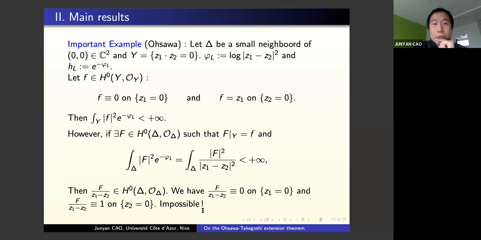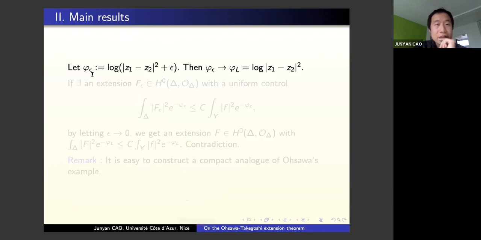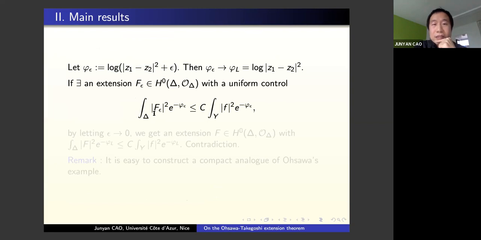So here is an example in case phi r is singular. If we don't like the singular setting, we just take an approximation of phi. We take a phi epsilon to be this term. So phi epsilon is smooth, and we know that phi epsilon tends to phi r. We can find a holomorphic extension of small f such that its L2 norm is uniformly bounded by the L2 norm of small f.